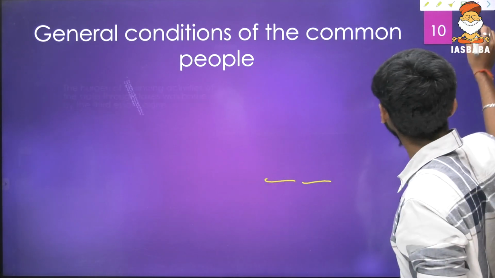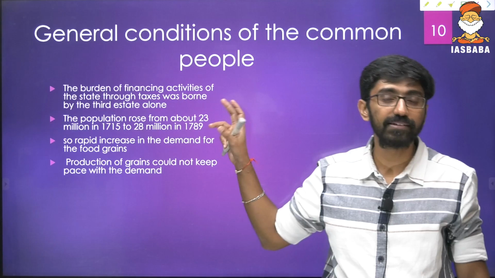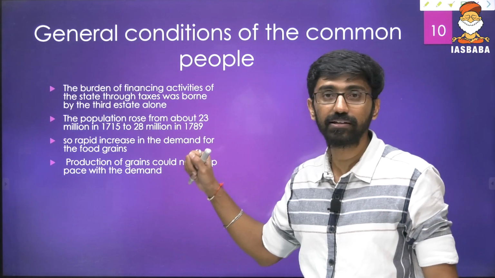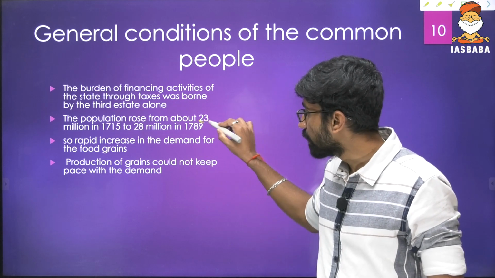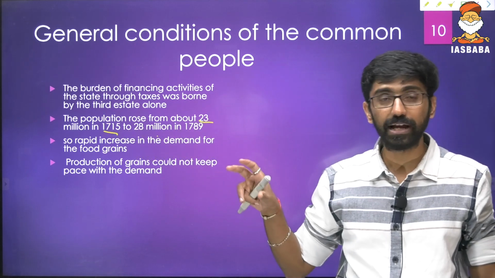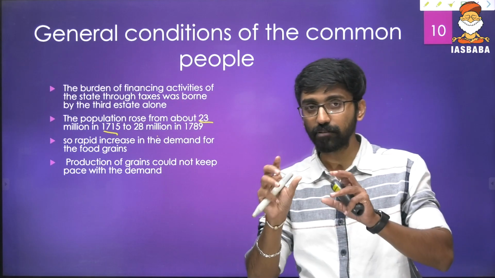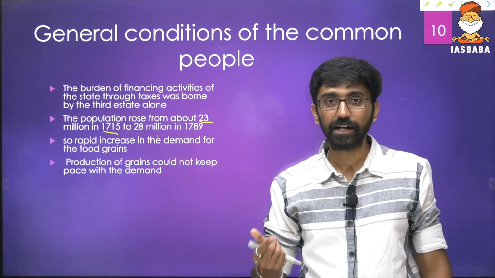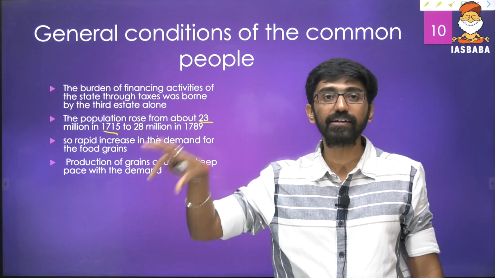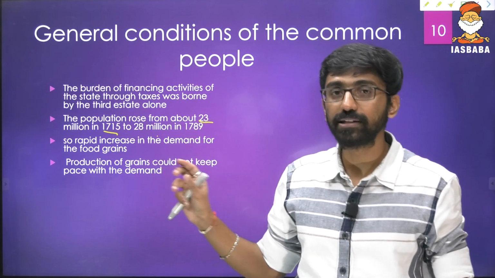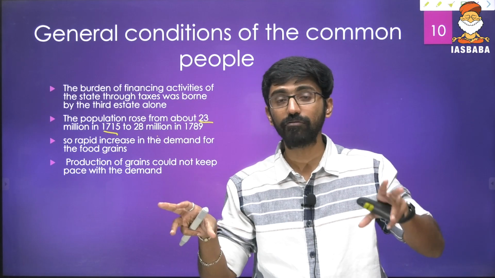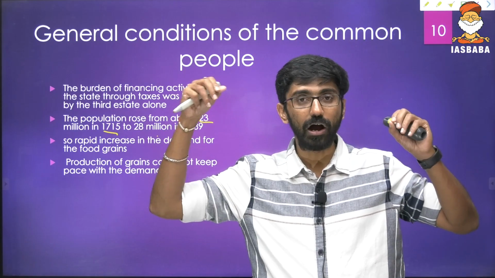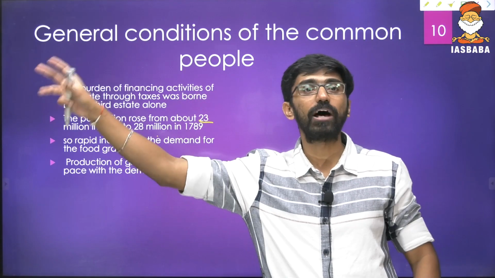And now what is the general condition of the people? Yes, the burden of financing activity, the taxes, was completely on the third estate, and the population was also increasing, from 23 million in 1715 to 28 million. I am going into detail. You don't have to remember all these facts, just because not many people will have an understanding of world history. So I am getting into intricate detail so that you will understand the context of it. You don't have to remember all these minor details, but just the context of what the condition of the people was. The population was rising, there was a taxation burden on them, and they wanted to challenge the system. Simple.